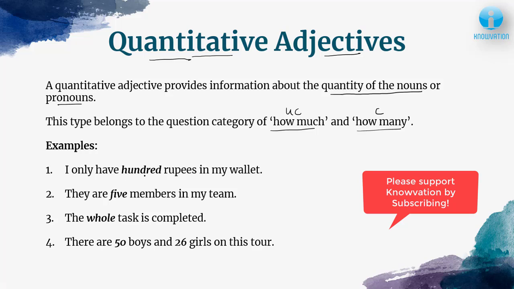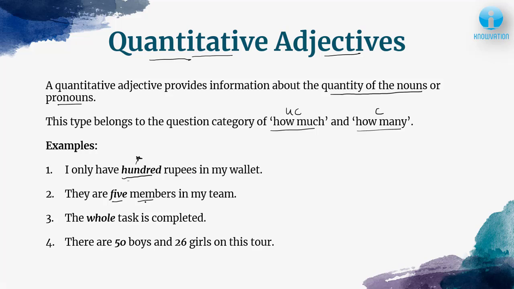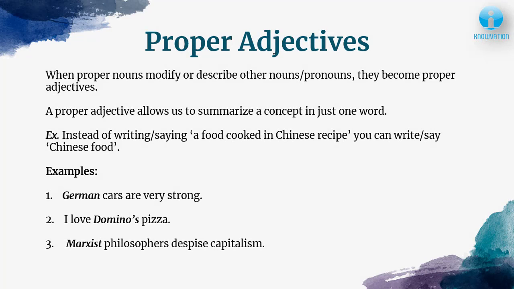I only have 100 rupees in my wallet. So friends, here the word 100 is showing the quantity of the rupees that I have. So this is a quantitative adjective. There are 5 members in my team. So 5 describes how many members I have in my team. Hence it will be a quantitative adjective. Next, the whole task is complete. Here whole shows how much task is complete. Now next, there are 50 boys and 26 girls in this tour. So I hope this is clear that 50 and 26 are going to be our quantitative adjectives. I hope friends this is clear. We'll move forward now. Next we come to proper adjectives.